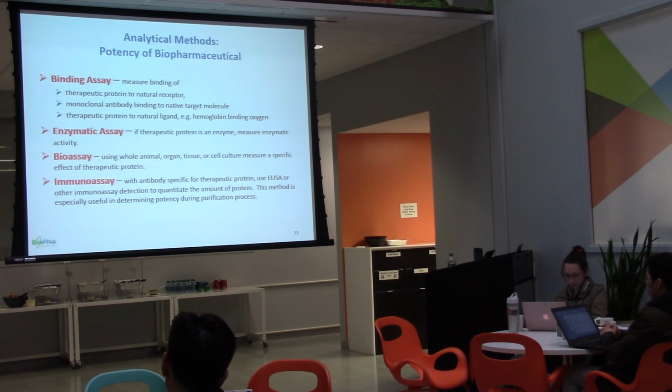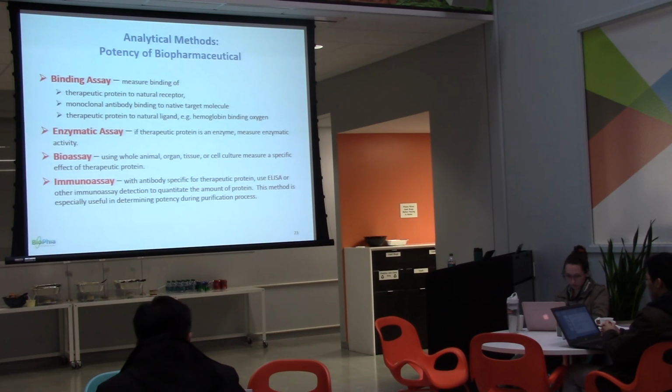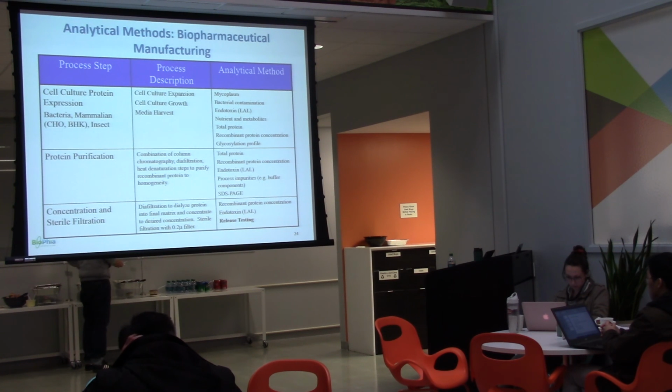And then potency assays for biopharmaceuticals are listed here. A lot of you guys probably know most of these, but I'll go through them pretty quick. So if you're dealing with an antibody, you may have a binding assay, or a receptor agonist, you may have a binding assay. Enzyme assays, of course, are pretty straightforward. Bioassays, if you've got a whole cell, animal, whole organ, or tissue culture where you can look for some sort of an output. And of course, immunoassays, where you're using an antibody in an ELISA format to assay the protein. Next slide.